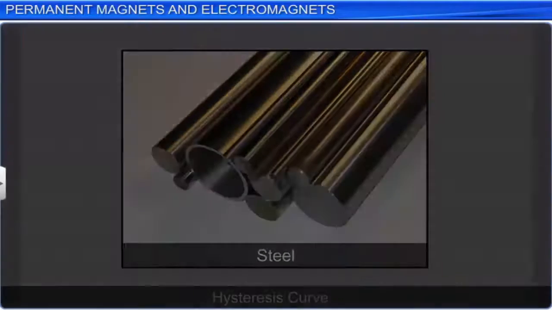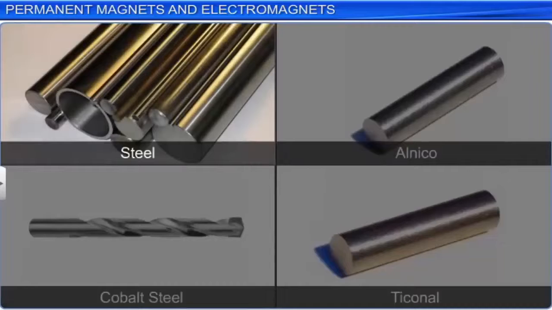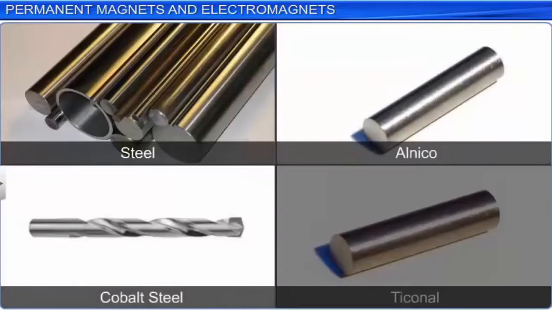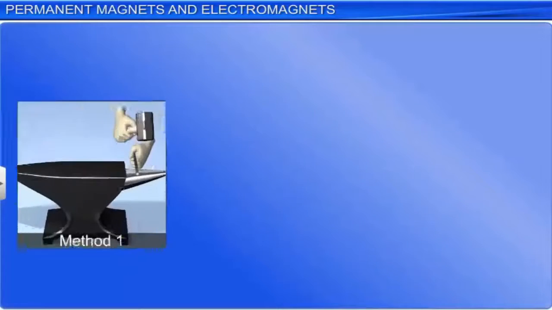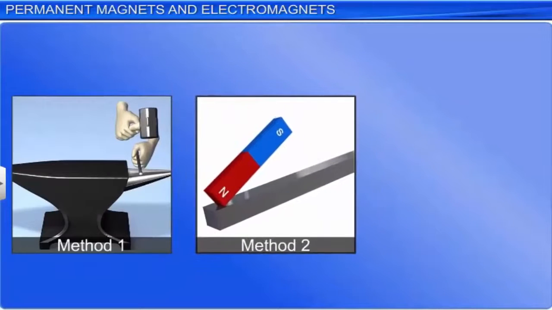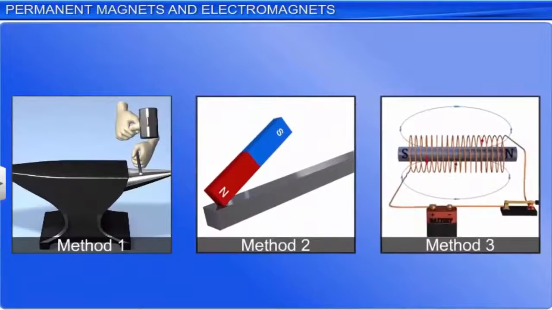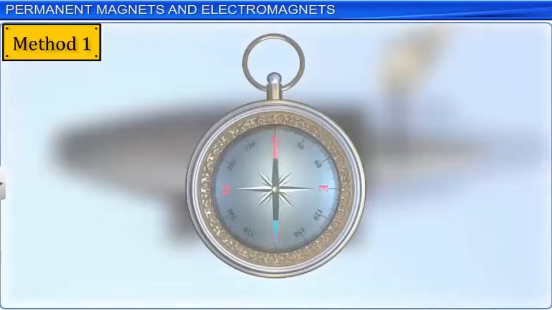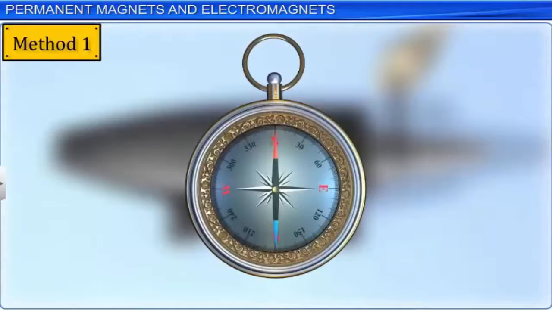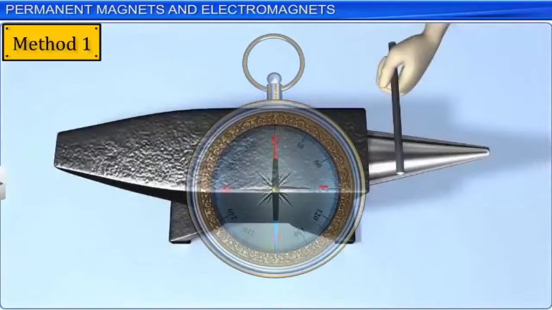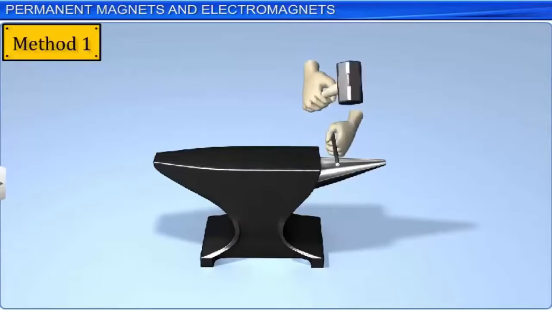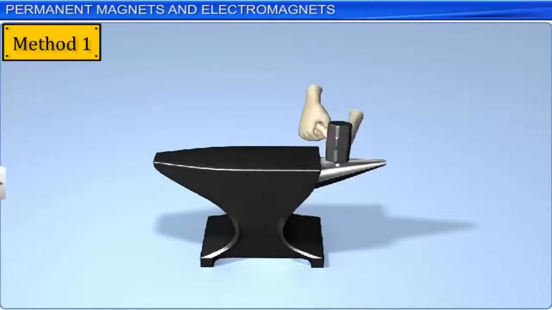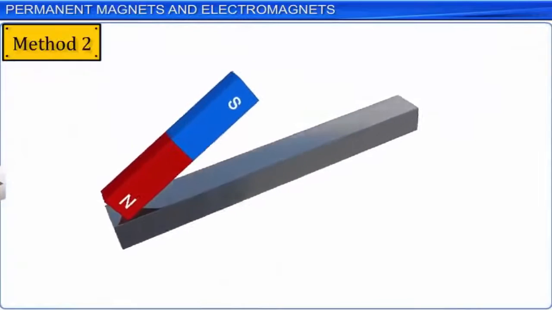There are different methods of making permanent magnets. In method 1, we can prepare a permanent magnet by holding a steel rod in the north-south direction and hammering it repeatedly. This is an age-old method of magnetization. In method 2, hold a steel rod and rub it with one end of a bar magnet repeatedly in a particular direction. Thus, a permanent magnet is formed. This method of magnetization is known as single-touch method.